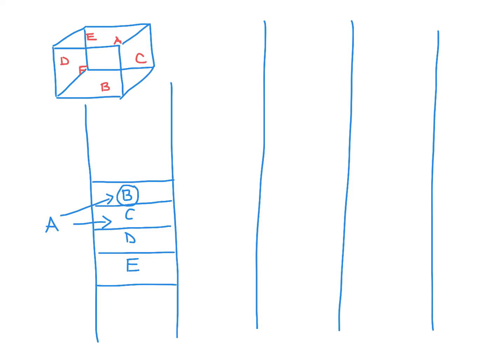So here we go. From B, where can I go? Well, from B, I can't go to A because A is already done. Obviously, I can't go to B. And I can't go to the opposite, which is E. So I can only go to C, D, and F. Right? Similarly with C, I can only go to B, E, and F. With D, I can only go to B, E, and F.